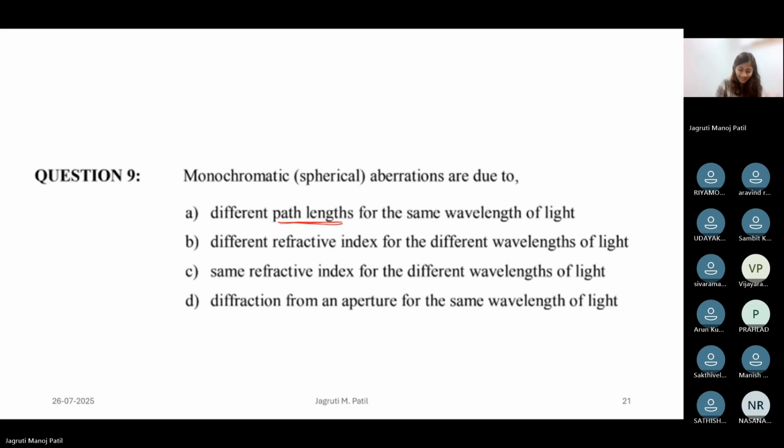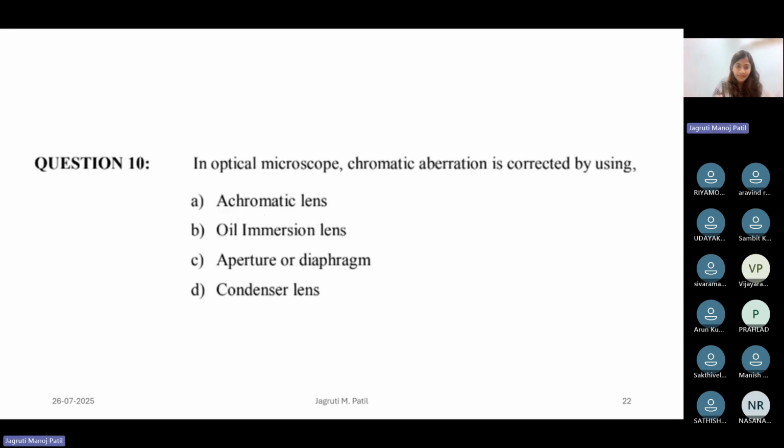Okay, so we'll go to the next question. In optical microscope, the chromatic aberration is corrected using achromatic lens. Why do these chromatic aberrations occur? Because of different refractive index for different wavelengths, elements will have different paths. Yes, exactly. So that is why we can correct it using achromatic lenses, so that everything is focused on a single plane.